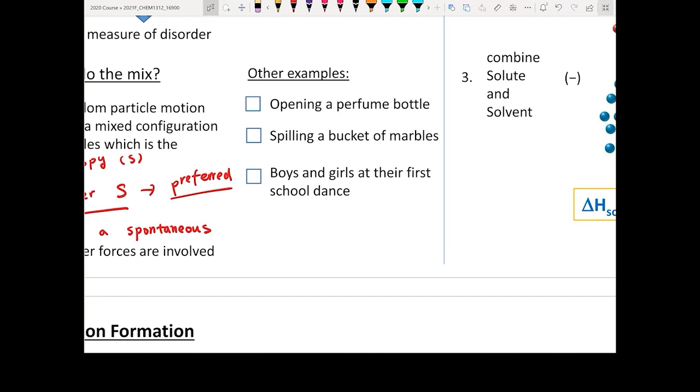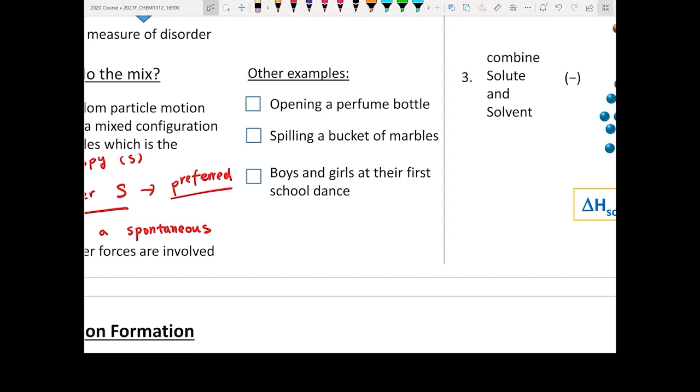Second, if you're spilling a bucket of marbles, what's going to happen? Originally the marbles were constrained within the bucket, right? You spill them out, and then the marbles go everywhere, because you have larger space and it's larger entropy for the marbles. This definitely is a clear example of mixing.